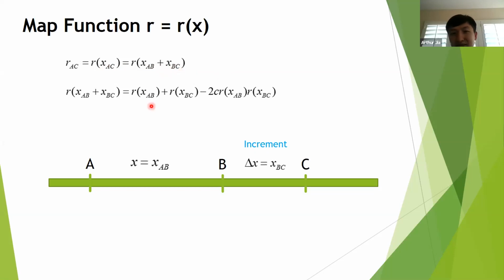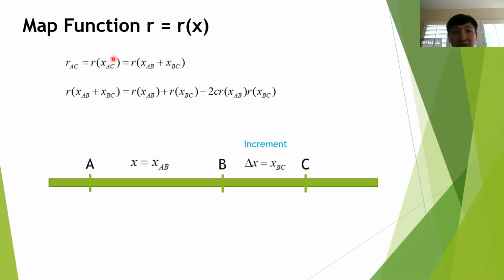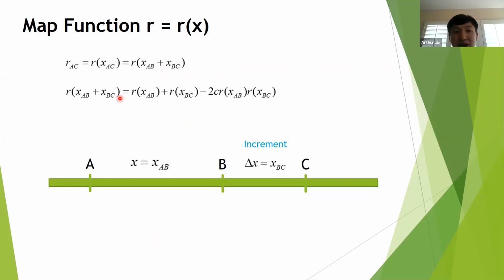Okay, now this is the formula we have. We just replace this. Look at here, we're talking about AB and BC. So we rewrite this equation using this. So this is the RAC. And because RAC equals R of XAB plus XBC, we use the formula I just showed you in the previous slides to rewrite this formula this way. You're gonna see C here, right? Is that clear? Okay. All right.